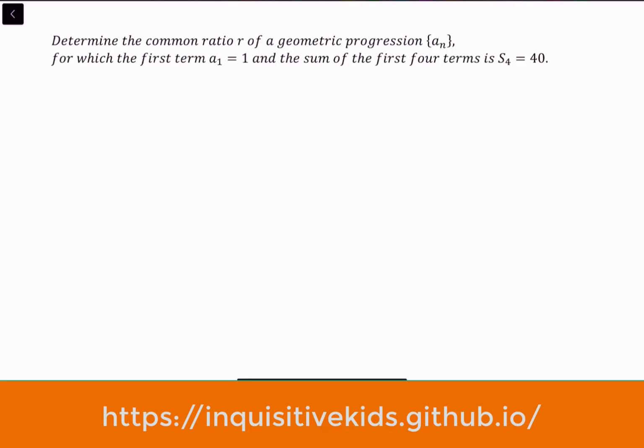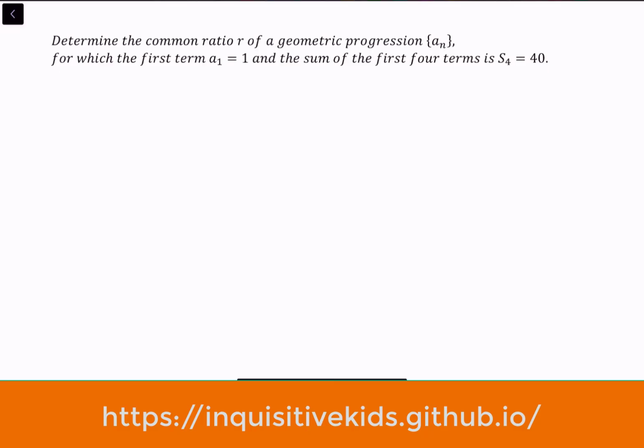Determine the common ratio r of a geometric progression a sub n, for which the first term is equal to 1 and the sum of the first 4 terms is 40. So let's apply our formula for finding the sum of a finite geometric sequence.